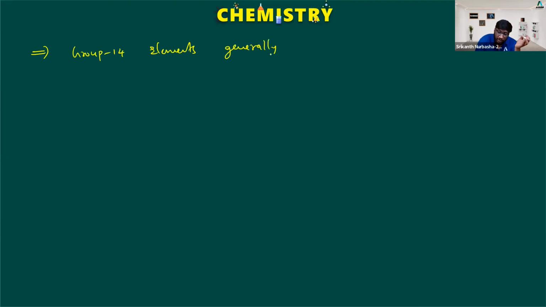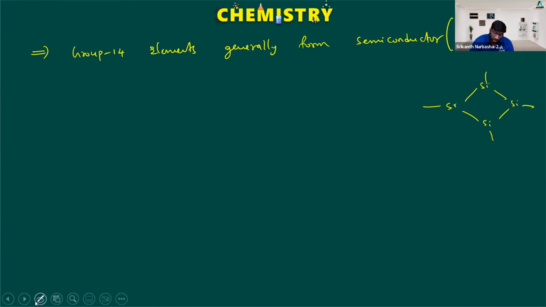If I try to increase the temperature, what happens, students? The bonds will break or not? Because of bond breaking, the number of free electrons increases, and because of the increase in free electrons, conductivity increases. Group 14 elements form semiconductors like silicon and germanium. We have a system like this: silicon, silicon, silicon, silicon. Every atom is connected with 4 other atoms. If I increase the temperature, this bond is going to be cleaved, free electrons increase, and conductivity will be increased.